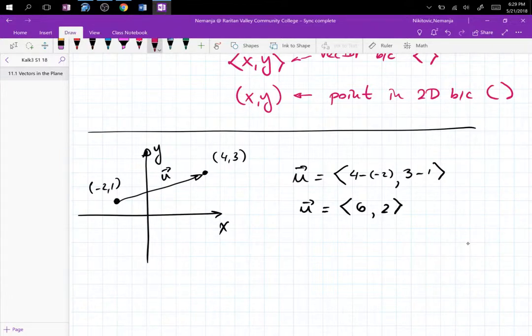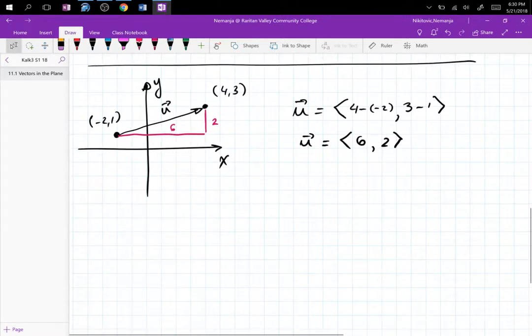Now, observe this. The length of this red line is actually 6. And the height of this red line is 2. It's exactly what we got from this calculation, all right? So it's terminal coordinates minus the initial coordinates to give you the vector.